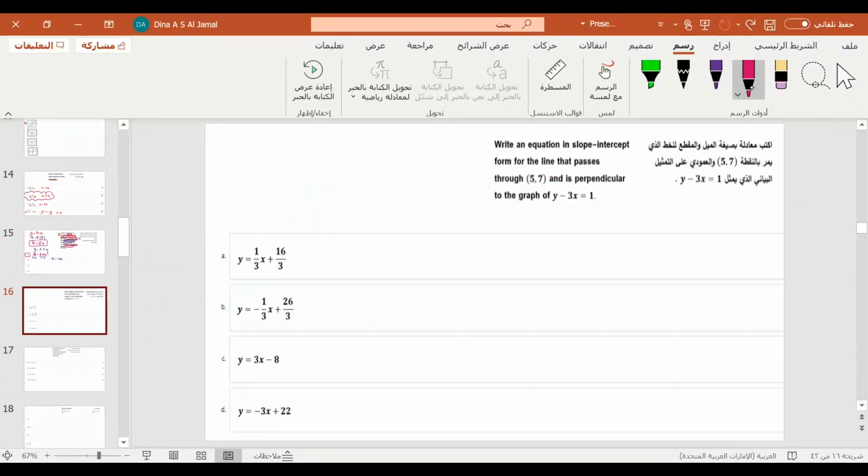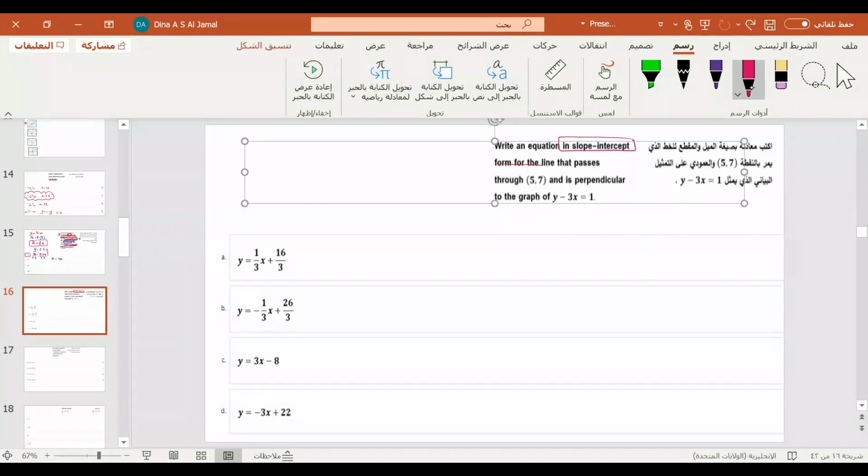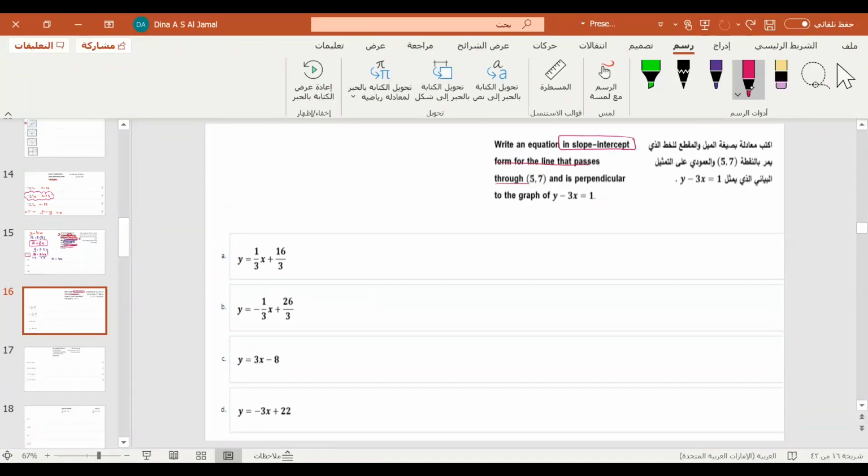Now let's see this question. Write an equation in slope-intercept form for the line passes through 5 and 7, which is perpendicular to this graph. And this is the key point. So let's see this line. So the first line, line 1, let's organize it. It's all about y equal 1 plus 3, 6. So you can organize your question and move minus 3x to this side. With this, you know that M1 for this line is all about 3.